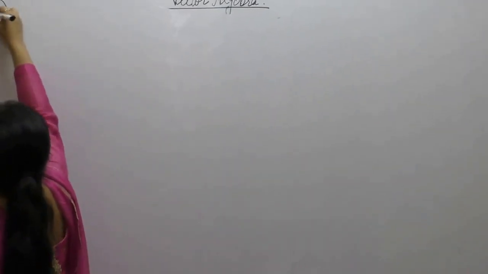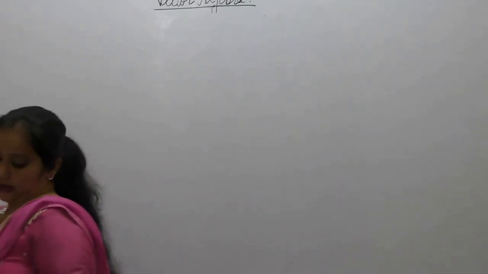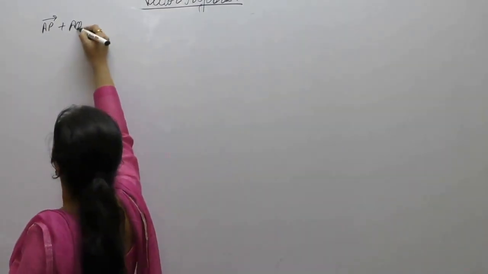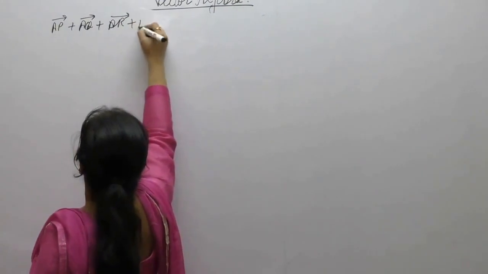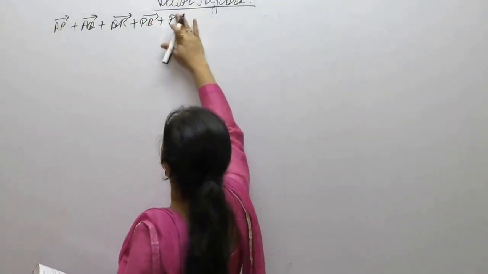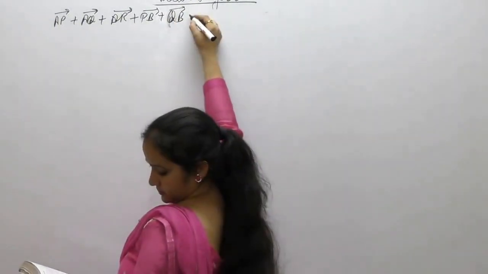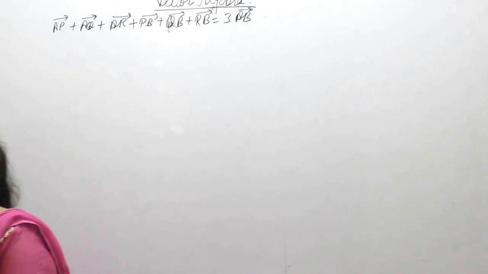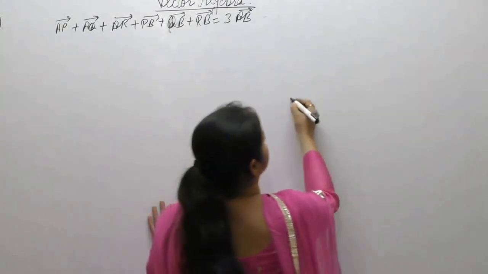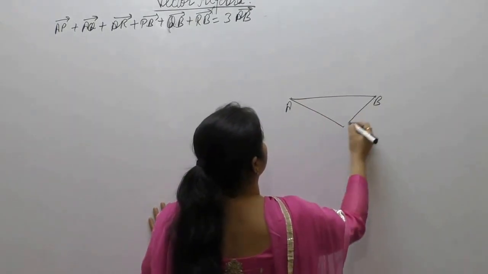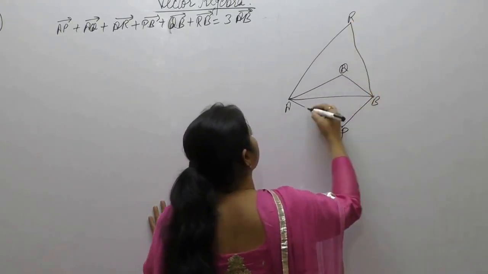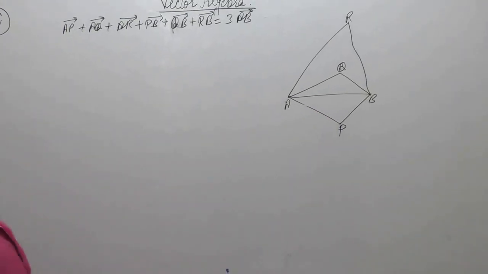Now next one. If A, B, P, Q, R are 5 points in a plane, show that the sum of vectors AP, AQ, AR, PB, QB and RB is 3 times AB vector. A, B, P, Q, R are 5 points in a plane.